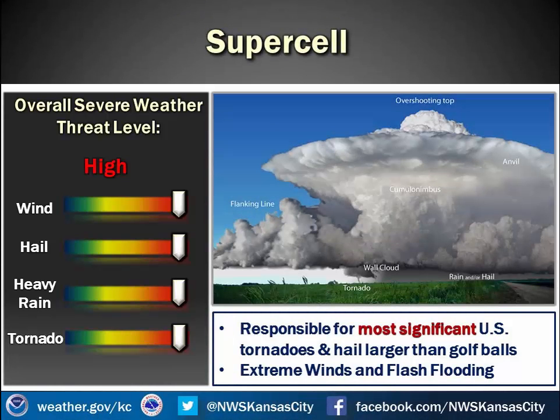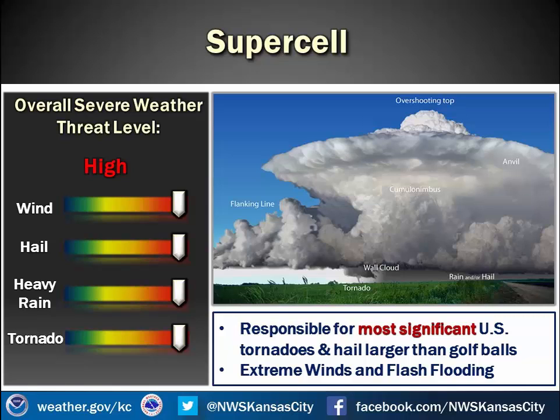As I mentioned earlier, almost every single supercell is severe at some point in its life cycle. If you got baseball or softball size hail, I promise you it probably came from a supercell thunderstorm. All right? Most tornadoes are produced by supercell thunderstorms. They can produce straight line winds of 80 to 90 miles an hour, and oftentimes they produce flash flooding. Okay?